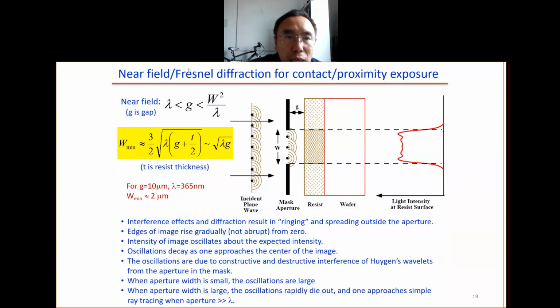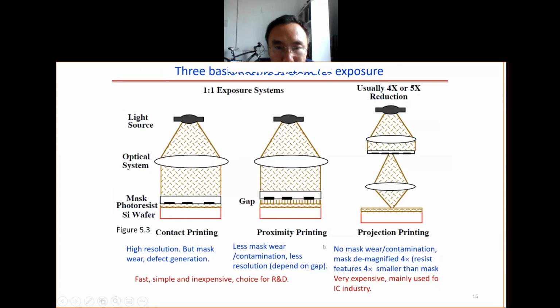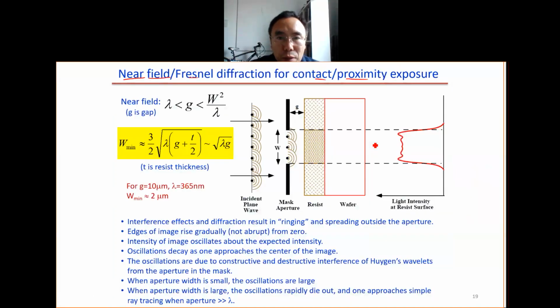So now we look at the near field first. Near field, Fresnel diffraction, corresponds to the case of contact or proximity exposure. If you remember, this one is contact, and this one is proximity. We have a gap between the photo mask and the photoresist. So this is the near field.